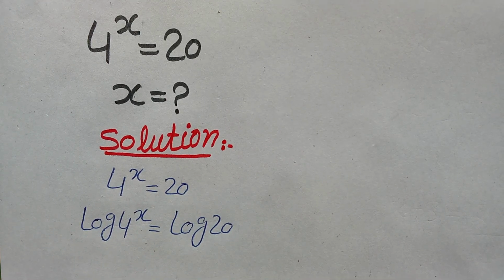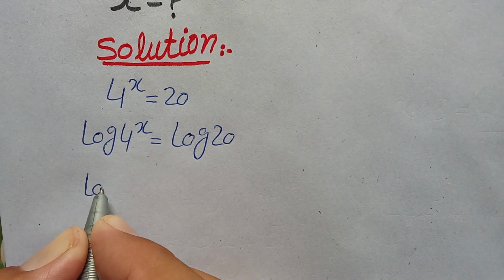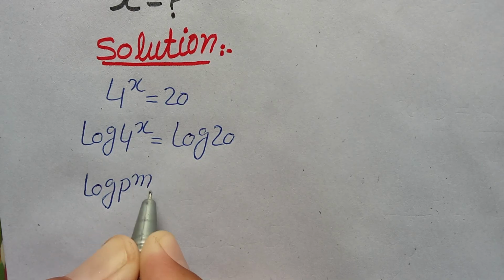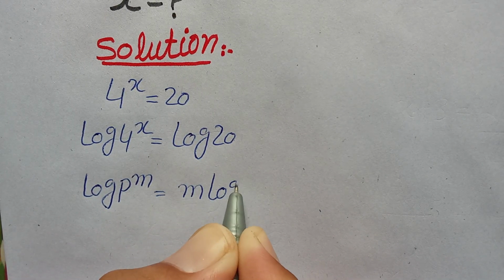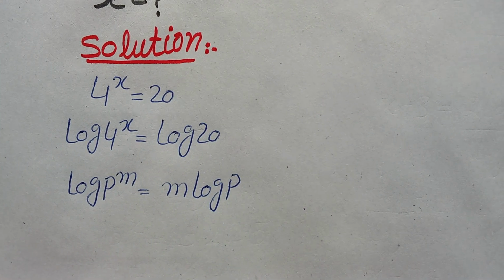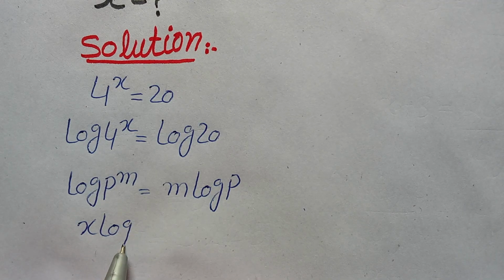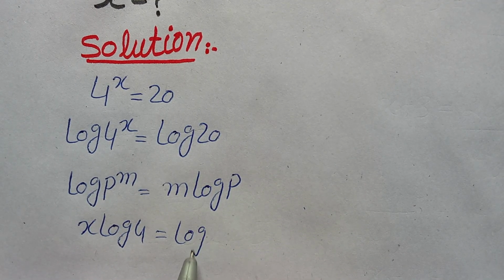I write here one rule. We can apply this rule on the above equation, which is log p to the power of m is equal to m into log of p. So we apply this rule on the above equation. It becomes x into log 4 is equal to log 20.